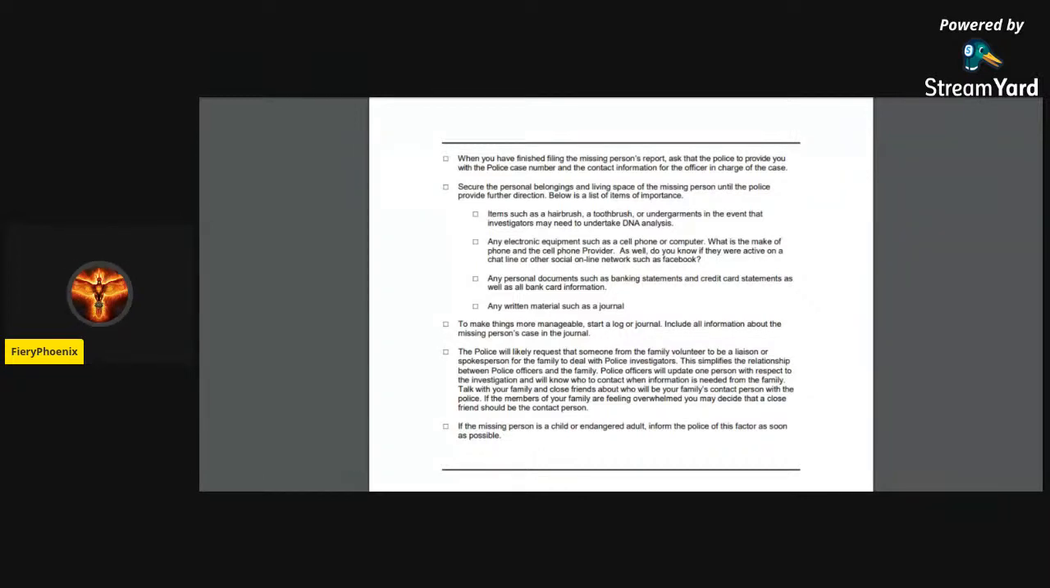Any written material such as a journal. Now, I don't know if a lot of people still do journals. Now they can do online journals, I'm sure. To make things more manageable, start a log or journal. Include all information about the missing person's case in the journal. To me, that would be a given, I would think. Maybe it's just me. I'd be like, I gotta write this down.